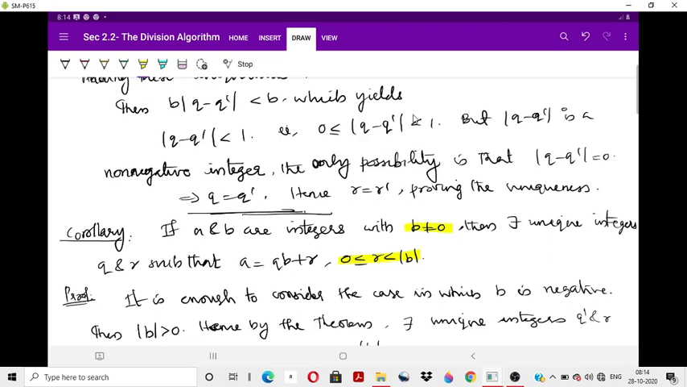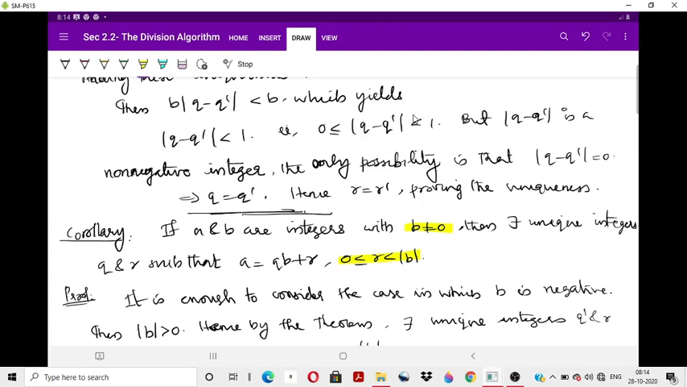Since if b is negative, we have already said that the remainder is always positive or 0, that means non-negative. So if b is negative, we cannot write it as 0 less than or equal to r less than b, it is absurd. So it should be less than modulus of b, which is a positive number when b is negative.